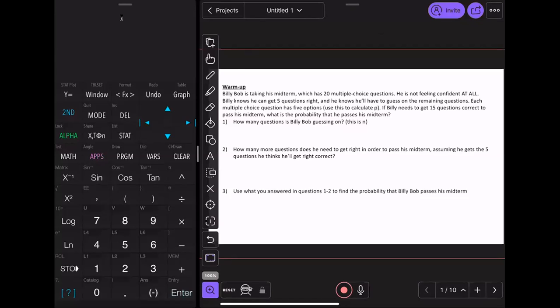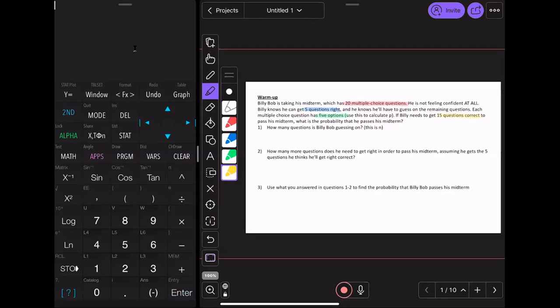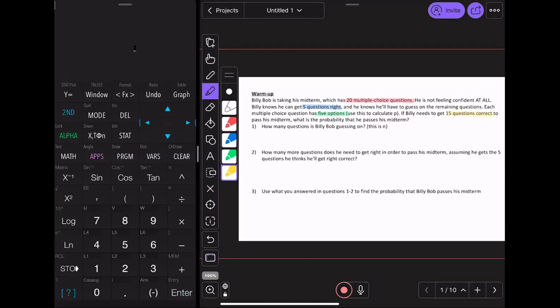Okay, so I'm just going to highlight some important information here. It's a 20 multiple choice midterm. He knows he can get 5 questions right, and then he'll have to guess on the remaining questions. Every answer choice has 5 options. And then he needs 15 questions correct to pass his midterm. So we want to know what is the probability that he passes the midterm.